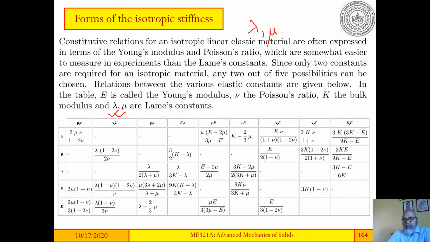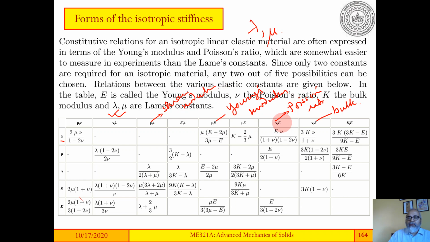And these things have different names. For example, E is called the Young's modulus. We'll see how it's measured. Nu is called the Poisson's ratio. K is the bulk modulus. And they are all interchangeable. This table gives you the interchangeability relations. For example, mu is called the shear modulus.